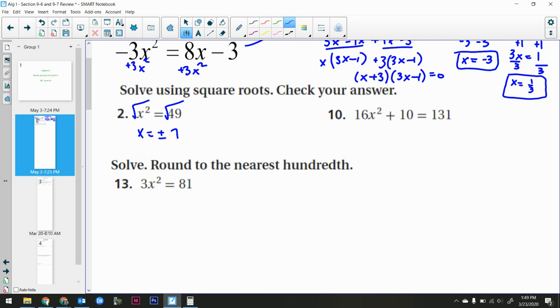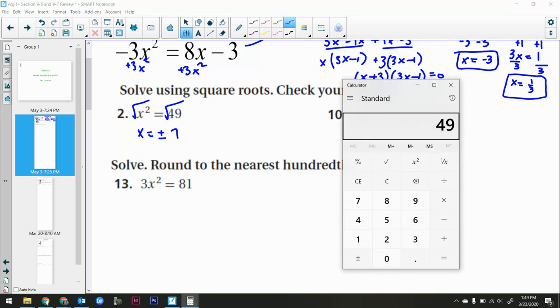7. How do we know that it's 7? You just take the square root of 49. So in this calculator, I got to take 49, then hit the square root button, and we get 7. In your red calculators, you're going to take square root button and then 49.